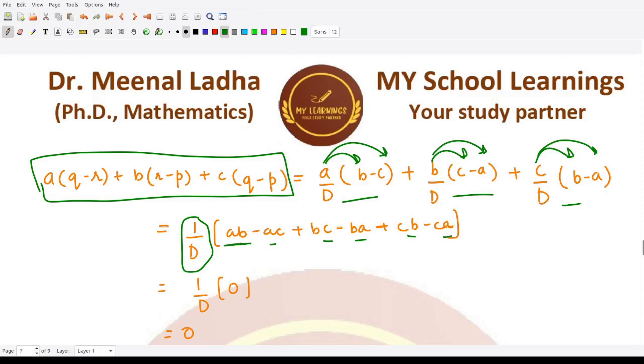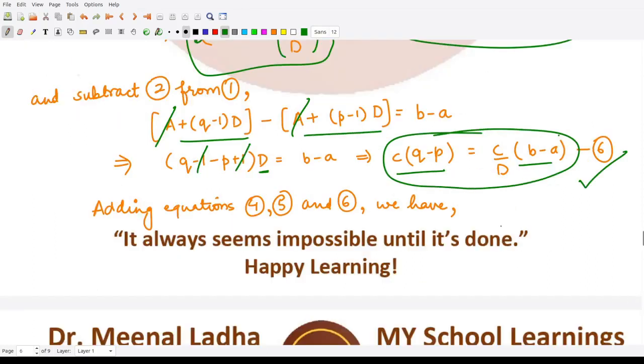Now you see ab is exactly equal to ba because multiplication is commutative. They have opposite sign, so they cancel each other. ac is equal to ca, they are the same. So they also have opposite sign? No, they don't have opposite sign. We have to check this thing over here. Let's check it. Okay, so I found one mistake here.